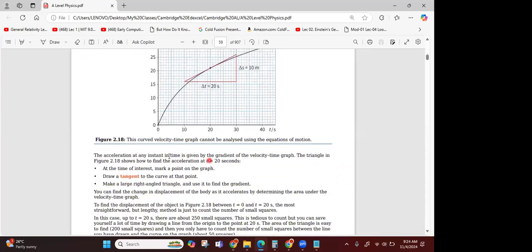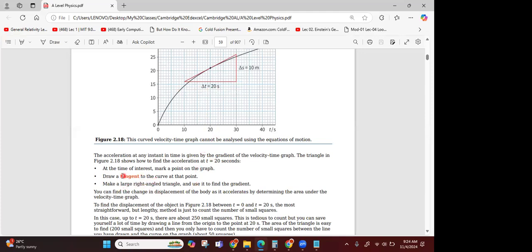Okay, so here the acceleration at any instant in time is given by the gradient of the velocity time graph. The triangle in figure 2.18 shows how to find the acceleration at t equals 20 seconds. If you want to find the acceleration at 20 seconds, consider this 20 seconds, here at this point of the curve. You have to draw a tangent line, and then you can consider this vertical distance and horizontal distance. Is that clear? Okay.